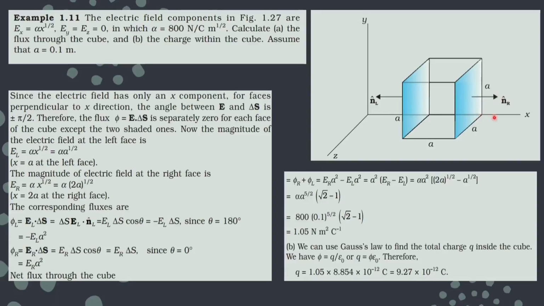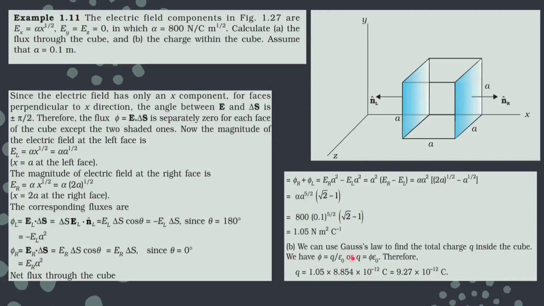You can find the flux due to the left face and the flux due to the right face. And net flux you can find by simply adding the fluxes due to the right and the left face. So you will be able to get this as the result by simply putting the value of A. A is given 0.1 meter. Once you have found the flux, you can find the charge by using Gauss theorem, phi is equal to Q upon epsilon naught.